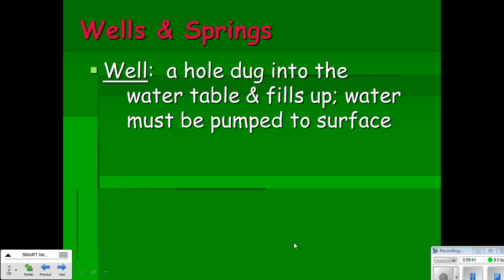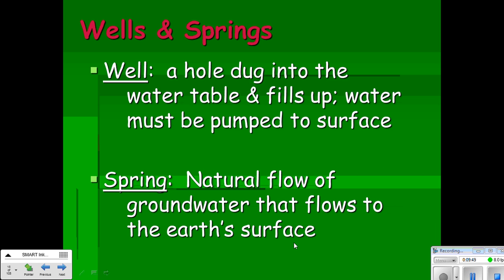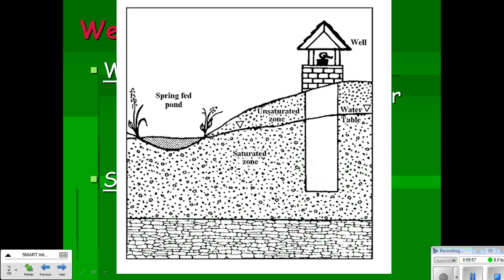Wells and springs. A well is a hole dug into the water table that fills up. Water must be pumped to the surface, whereas a spring is a natural flow of groundwater that flows to the Earth's surface, so it doesn't have to be pumped. And here we've got a picture. The saturated zone, here's the water table. This triangle here is the sign for a water table. So you might want to write that down on your notes.